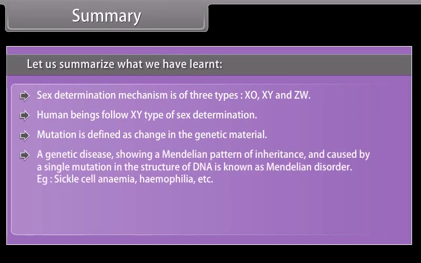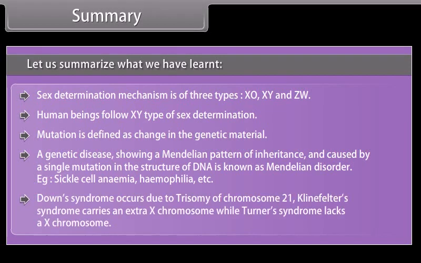A genetic disease showing a Mendelian pattern of inheritance and caused by a single mutation in the structure of DNA is known as Mendelian disorder. Examples: sickle-cell anemia, hemophilia, etc. Down syndrome occurs due to trisomy of chromosome 21. Klinefelter's syndrome carries an extra X chromosome, while Turner's syndrome lacks an X chromosome.